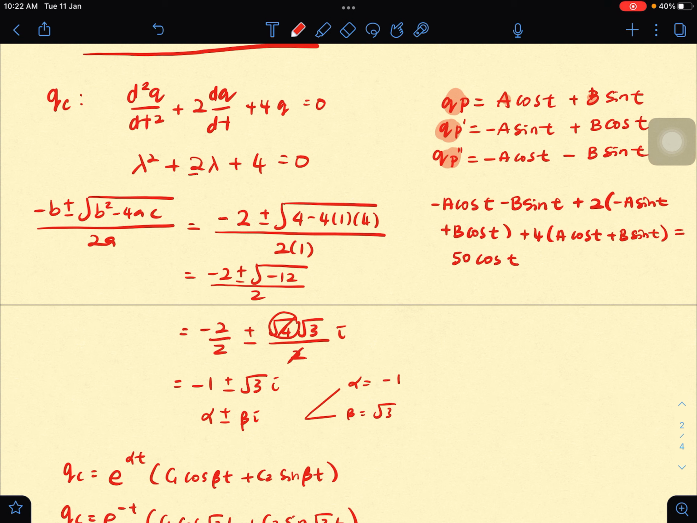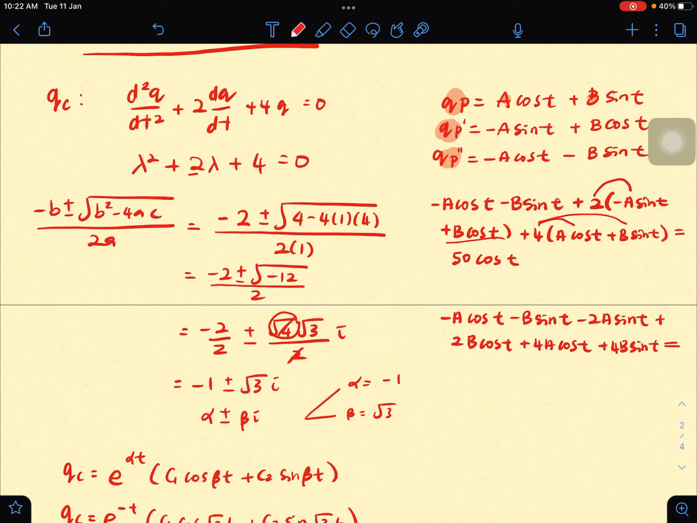Okay, so bila kita buka kurungan, kita tulis semula, kita ada negatif A cos T tolak B sin T. 2 darab dengan yang ini dapat negatif 2A sin T. 2 darab dengan this one, awak akan dapat plus 2B cos T. 4 darab sini dapat plus 4A cos T. 4 darab sini plus 4B sin T equal to 50 cos T.